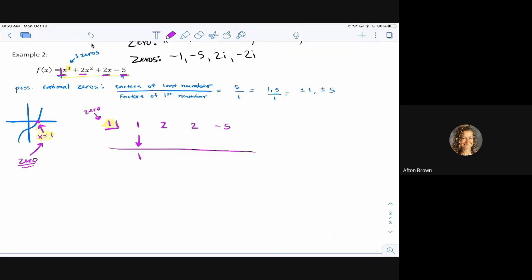Then after we have these, we draw a line, leave a little bit of space, drop the 1, and we're doing synthetic division. Remember, with synthetic division, you take the number from the box and multiply the number underneath. 1 times 1 gives us 1, and then we add those 2 numbers. 2 plus 1, we get 3, and we just repeat this process. It's the same process again and again. So I multiply, it gives us 3.